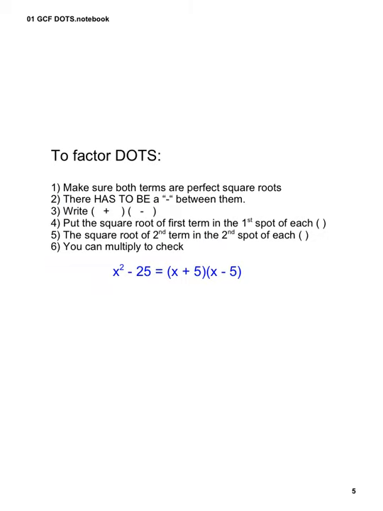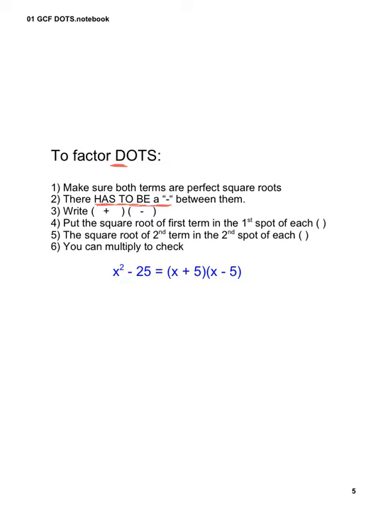The other type of factoring that we are going to review today is DOTS. DOTS stands for difference of two perfect squares. So D means difference. It has to be a subtraction, okay? If it's not a minus sign, it does not factor like this. So we're going to make sure that both terms are perfect squares. There has to be a minus in between them. You're going to write 2 sets of parentheses, one with a plus, one with a minus.